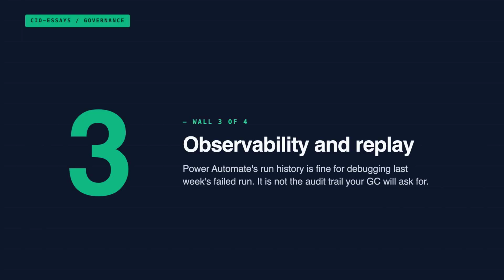Wall 3. Observability and replay. Power Automate's run history is fine for debugging a single failed run last week. It is not the audit trail your general counsel, your insurance carrier, or your state regulator is going to ask for when an AI-mediated decision needs to be reviewed 2 years from now.